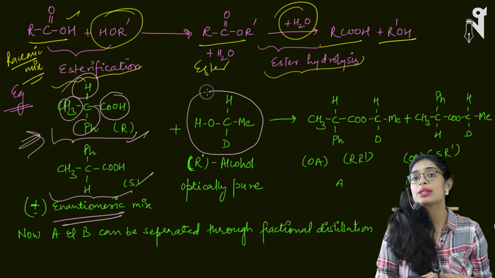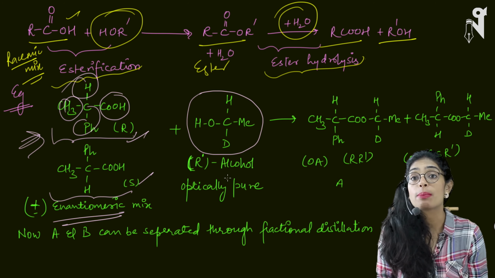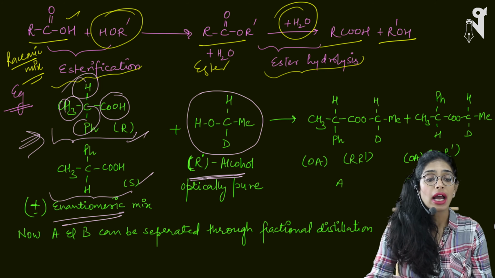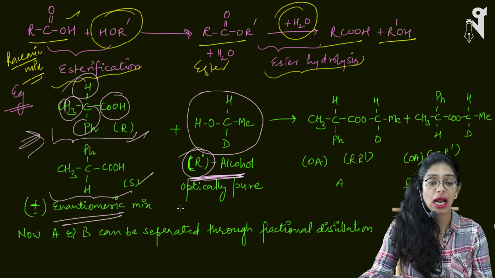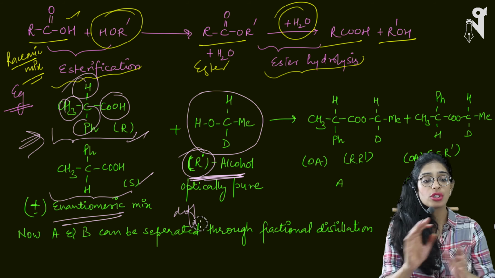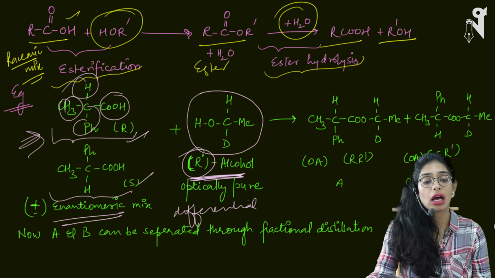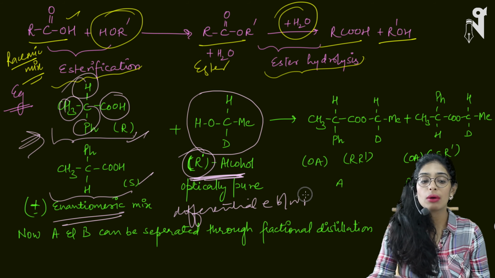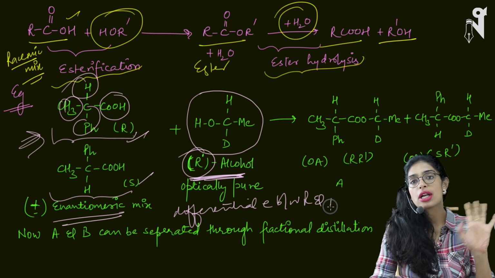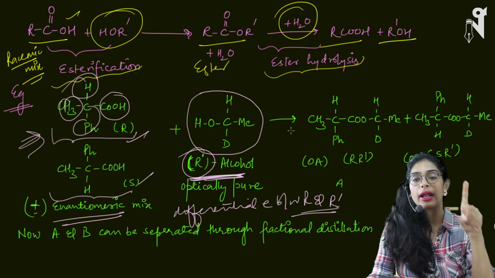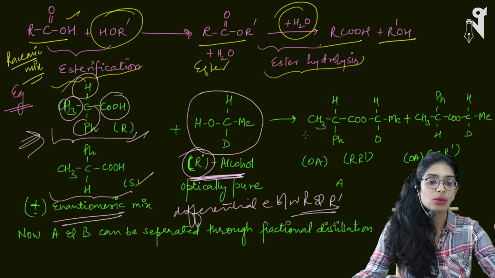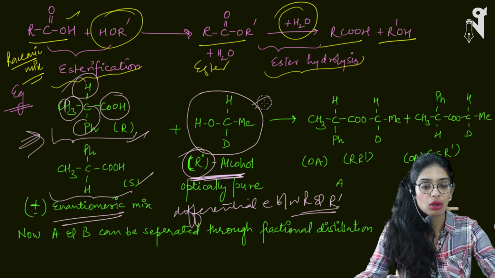For separating them, I'll be taking any alcohol which is optically pure and active. I have taken this alcohol over here, which is R dash. I have mentioned it as R dash so that we can differentiate between R of this and R of this. R dash is just to differentiate between the alcohol's R and the carboxylic acid's R. So I have taken an optically active alcohol over here.